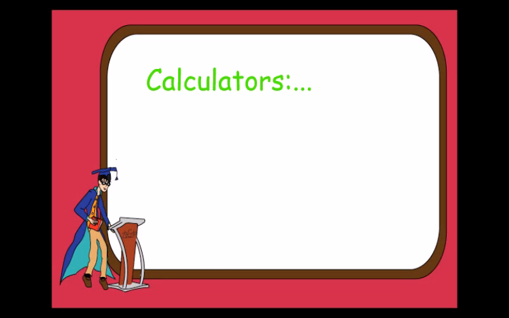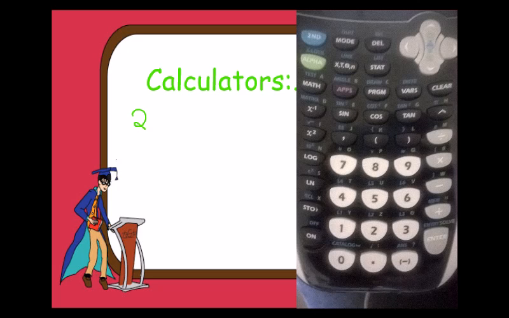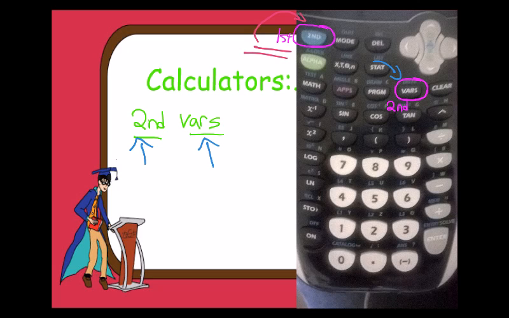So as far as calculators are concerned, I'm not going to put up this huge interface and show you button clicking. I'm going to be drawing on the actual calculator. So there are two buttons that you have to push. The first one is the second button, and the other one is the vars button. Just know that this is the first button you're pushing and this is the second button you're pushing. The second will always be in the top left, always.